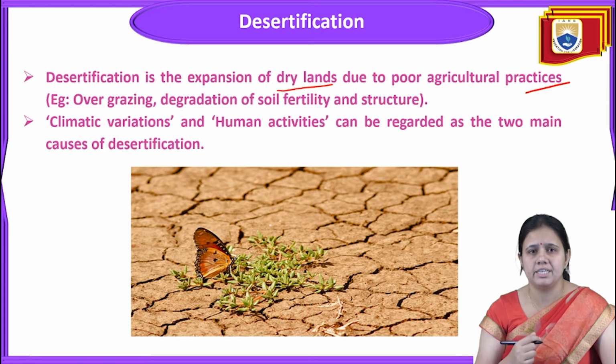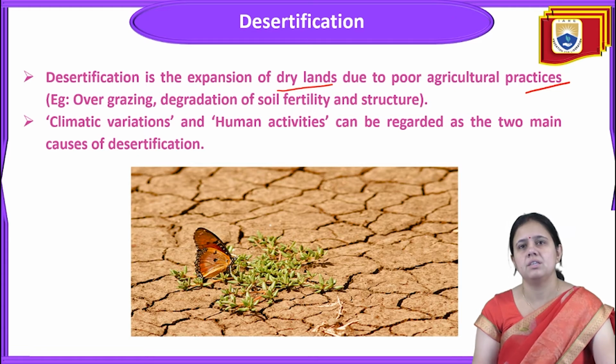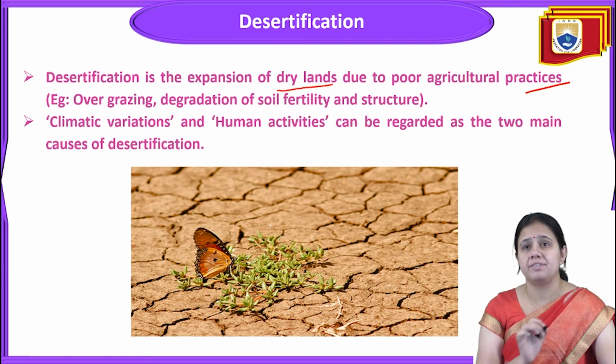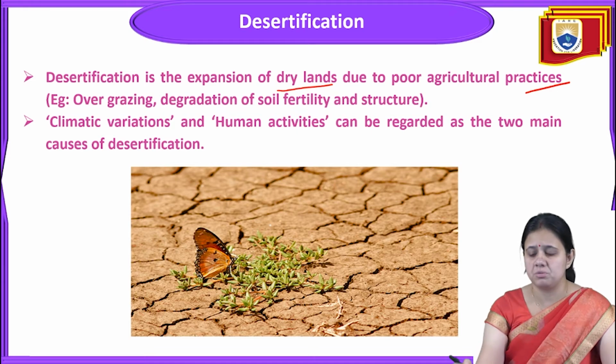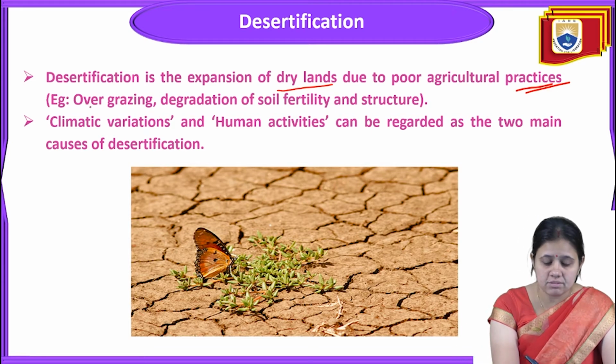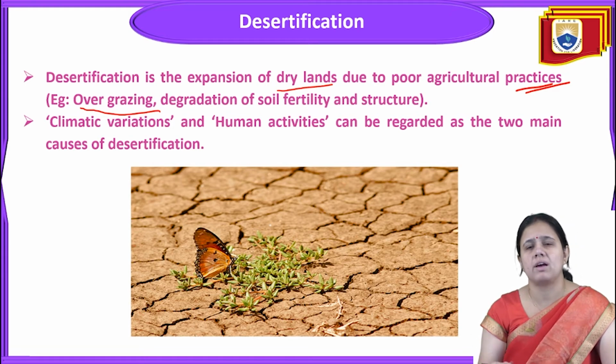Desertification leads to the conversion of agricultural land into dry land, and this dry land is all due to bad human behavior. So desertification is an expansion of dry land due to poor agriculture practices and human induced behavior, such as overgrazing, degradation of soil fertility and destruction of soil structure.